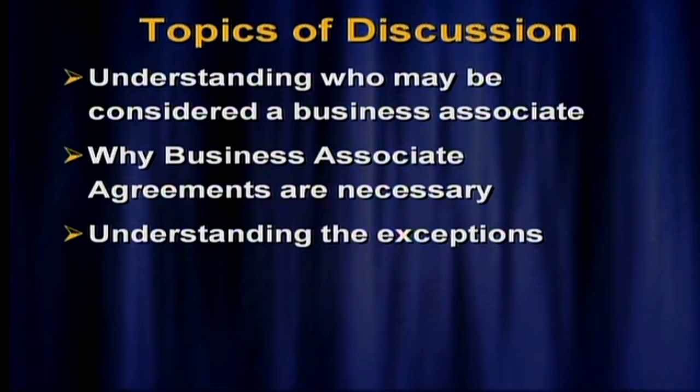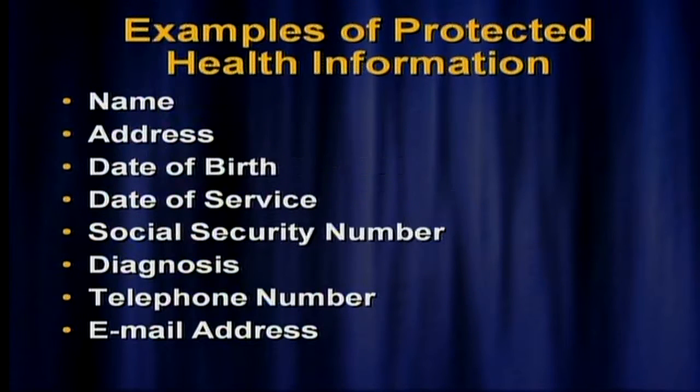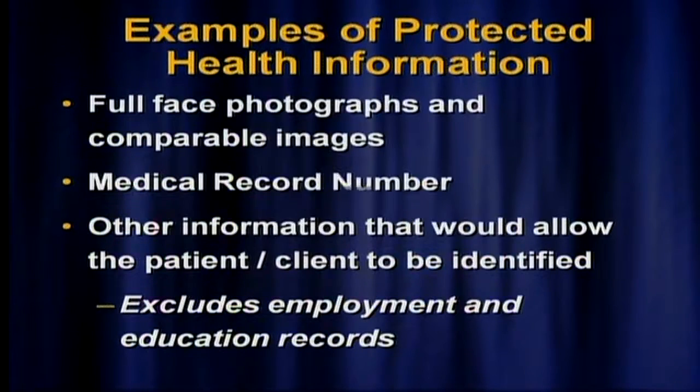Now, when we talk about protected health information, let's remind ourselves about what actually qualifies as protected health information. There'll be examples like you see on the slide: their name, address, the obvious ones, date of birth, a date of service, that may be an identifier that we tend to forget about, social security numbers, diagnosis, telephone numbers, and emails. But we also want to consider other forms of protected health information, like full-face photographs or other comparable images, and medical record numbers. This would include not only an ADPH record number, but a Medicaid record number, and any other information that an individual will be able to use to identify a patient or a client.